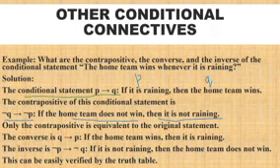Then we are going to frame the converse of P implies Q. The converse is of the form Q implies P. So Q means the home team wins, P means it is raining. So we can say here: if the home team wins, then it is raining.